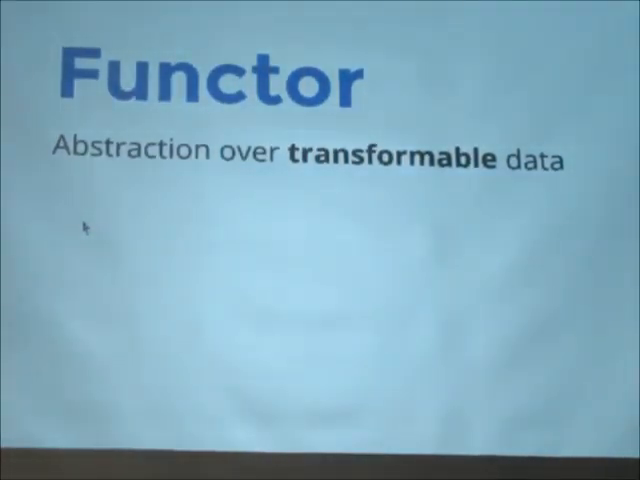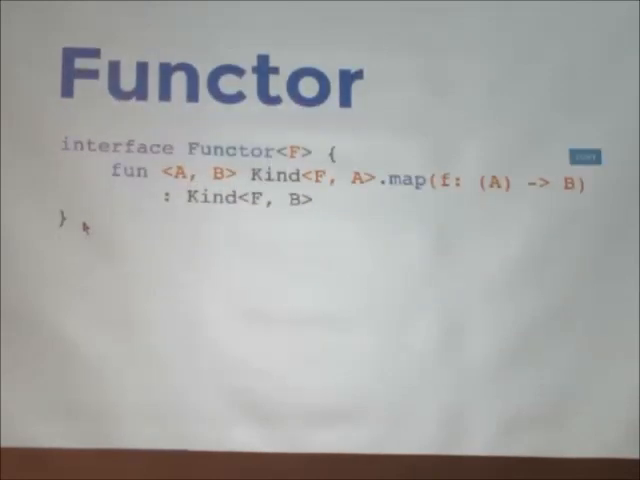Turns out this is such a common pattern to have this abstraction, this box that contains things, and you need to map over it. It's so common that it has a name, and it's something called a functor. A functor is just a weird name for something that represents an abstraction over any transformable data. So if we look at the interface, it's just anything that has a map function.